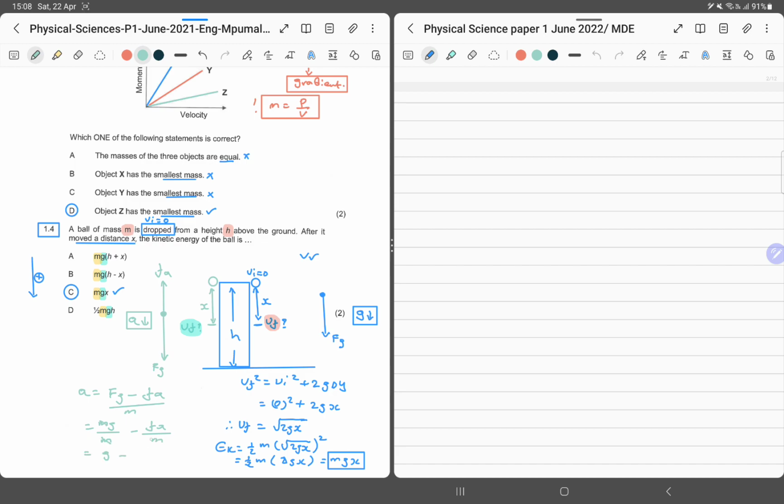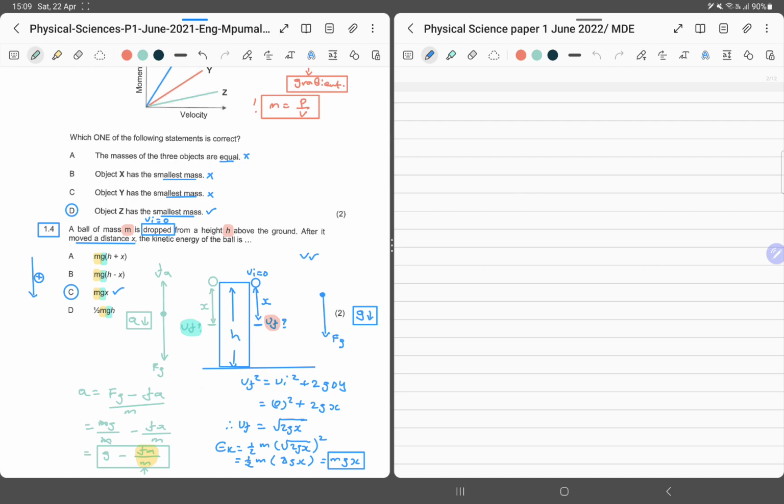It's going to be g minus some ratio of Fa over m. Now, do you realize we don't know the value of that? So it's very difficult to use this, because at some point we may need to use that acceleration. And because of this term right here, we are unable to go further.